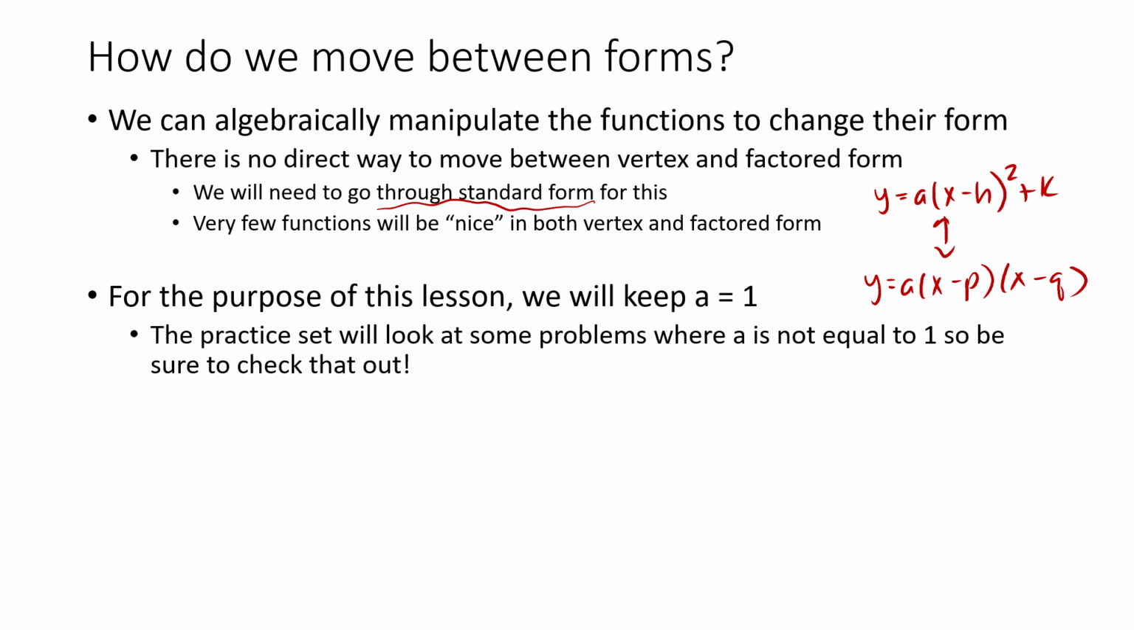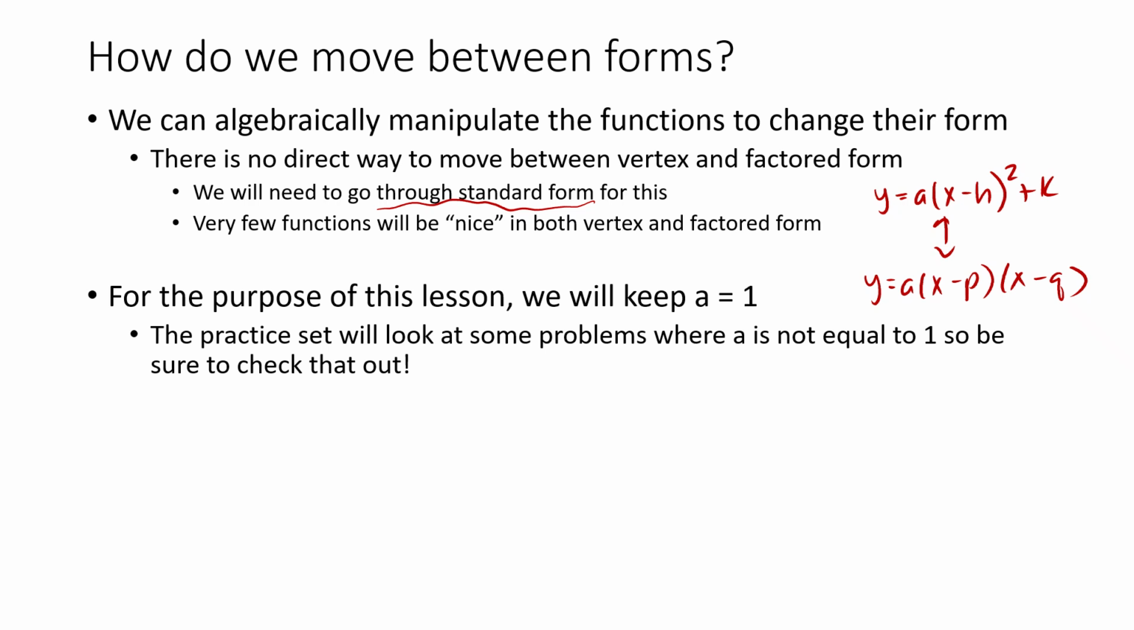But now, very few functions will be nice in both vertex and factored form. Now, to be fair, there's an infinite number of functions that will be, but comparatively they're a little hard to find, and that's because sometimes if your vertex is in a nice spot like (3, 4), your x-intercepts are going to be really yucky numbers. It won't be a nice quadratic to factor. And if your x-intercepts are nice, it puts your vertex in an ugly spot. Now, I can write problems where, yes, they all come out nicely, but usually we're kind of working in one or the other.